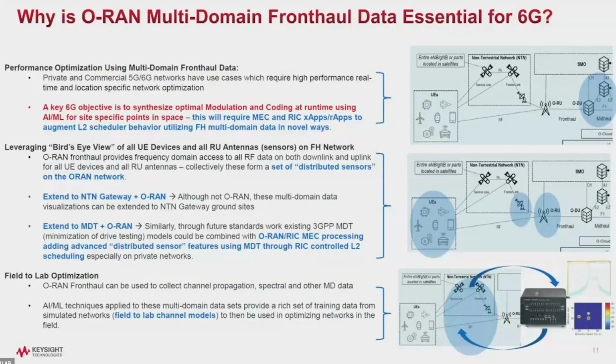Next thing that's important here for this data is that you get a bird's eye view of everything that's on the network from the Fronthaul. You see every one of the UE devices, and you see that through every one of the RUs and through every one of the RU antennas, which is very key for being able to have effectively, and Venki mentioned this a bit previously, a distributed set of sensors on the network, because now the network is a composite set of sensors that you can leverage here.